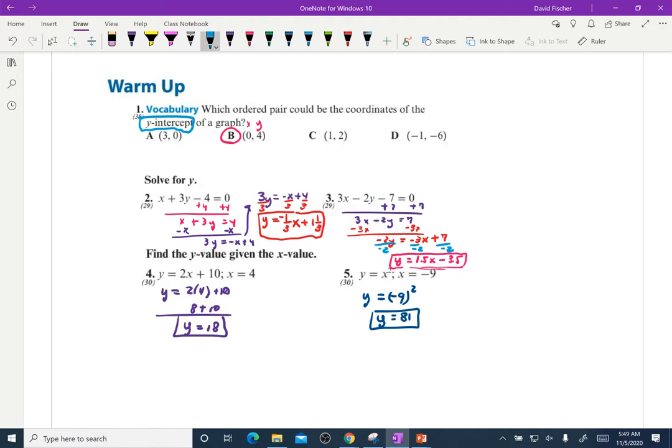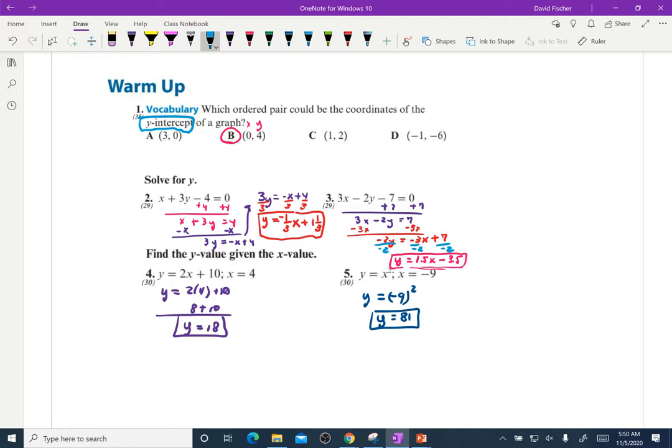Problem number 3, you could have left it as y equals 1.5x minus 3.5. I made it into decimals, but the big part is you should have divided everything by a -2. And a -3 divided by a -2 is a positive 1.5. Positive 7 divided by a -2 is a -3.5. So being able to do this work quickly is very, very important.